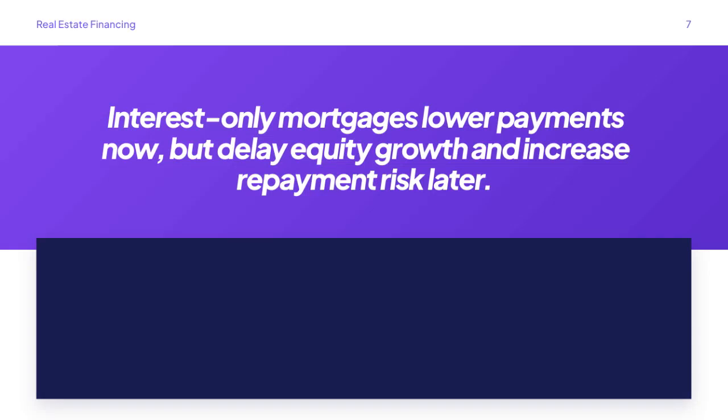Here, we're looking at interest-only mortgages, which can be quite appealing initially because they lower your monthly payments. However, it's important to understand that while these payments are smaller at the start, they delay the growth of your equity in the property. This means you're not building ownership as quickly as you would with a traditional mortgage. Additionally, because you're not reducing principal during this period, there's an increased risk when it comes time to repay the loan. So, while the upfront savings are attractive, it's crucial to weigh these benefits against the potential challenges down the line. This concept plays a significant role in real estate financing decisions.